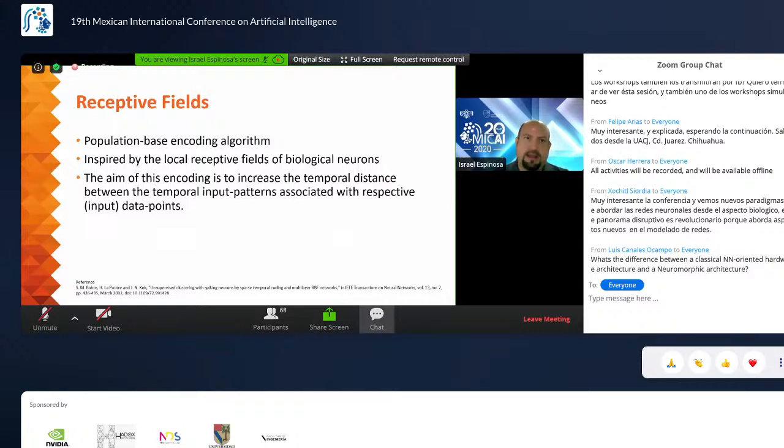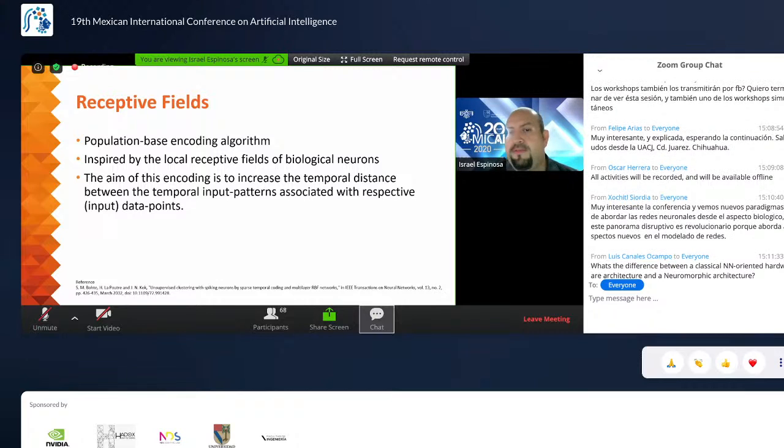For signals. So this fourth encoding algorithm is for transforming a real number into sequences of spikes, right? So this receptive field approach is a population-based encoding algorithm. It is inspired by the local receptive fields found in biological neurons, actually from the retina. So the aim of this encoding algorithm is to increase the temporal distances between the temporal input patterns associated with respective input data points. So this is a little bit more complicated to explain.